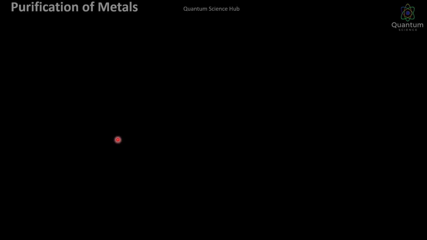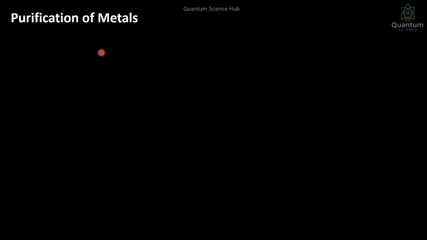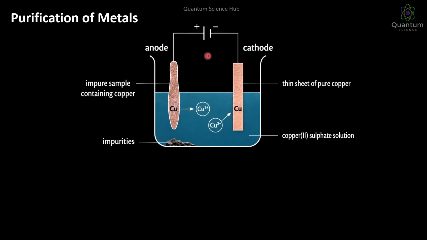Okay? Now let's talk about the purification of metals. This is the process of removing the impurities of metals by using electrolysis. Please remember, a pure metal can be separated from its impurities by electrolysis. The metal sample containing impurities is used as the anode. In this picture, I want to remove the impurities in copper, so this is the impure sample containing copper. While at the cathode, a thin sheet of the pure metal is placed. Because I want to remove the impurities from the copper, at the cathode I should use pure copper here.